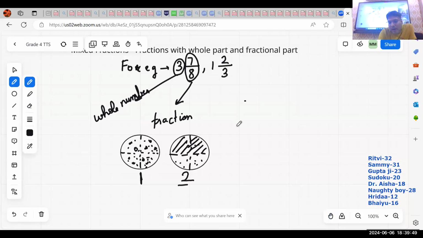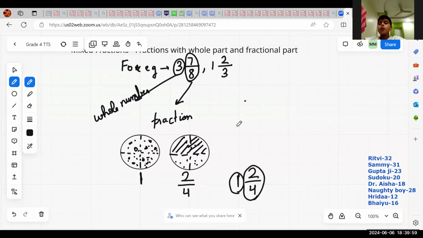First she ate one full pizza. Then she ate 2/4 parts of pizza. So how much total pizza is eaten by her? 1 2/4. So one whole pizza and this is the fraction. Everyone understood?